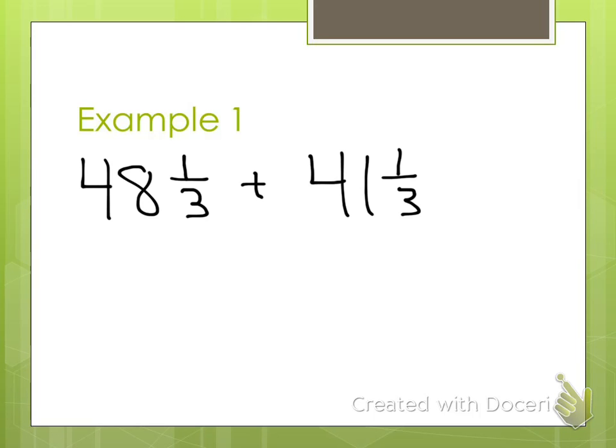Now the first thing you want to look for any time you're dealing with fractions, adding and subtracting fractions, is, do you have an LCD? Do you have a common denominator? Yes, you do. So now you can just add them. 48 plus 41 is? 89, very good.